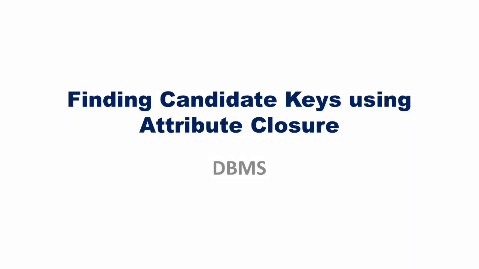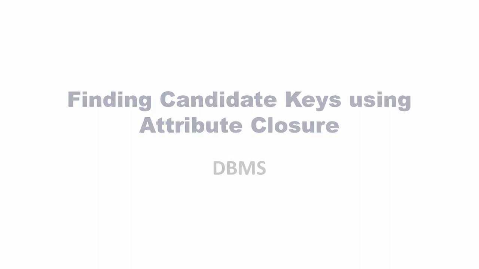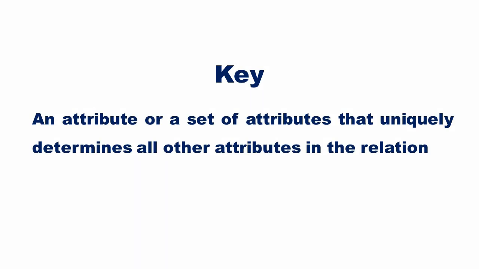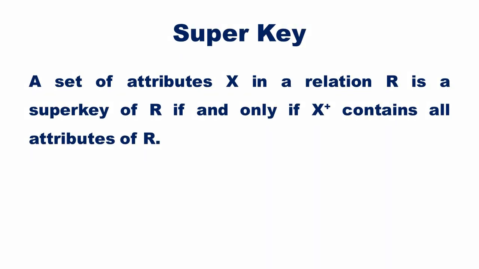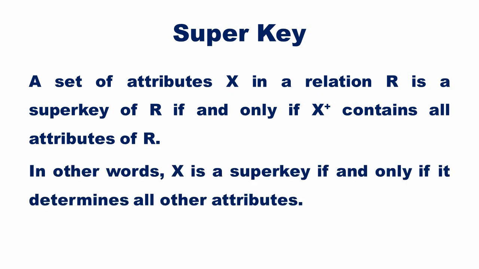In this video, let us discuss how to find candidate keys using attribute closure. An attribute or a set of attributes that uniquely determines all other attributes in a relation is known as a key. A set of attributes X in a relation R is a superkey of R if and only if the closure of X contains all attributes of R. In other words, X is a superkey if and only if it determines all other attributes.